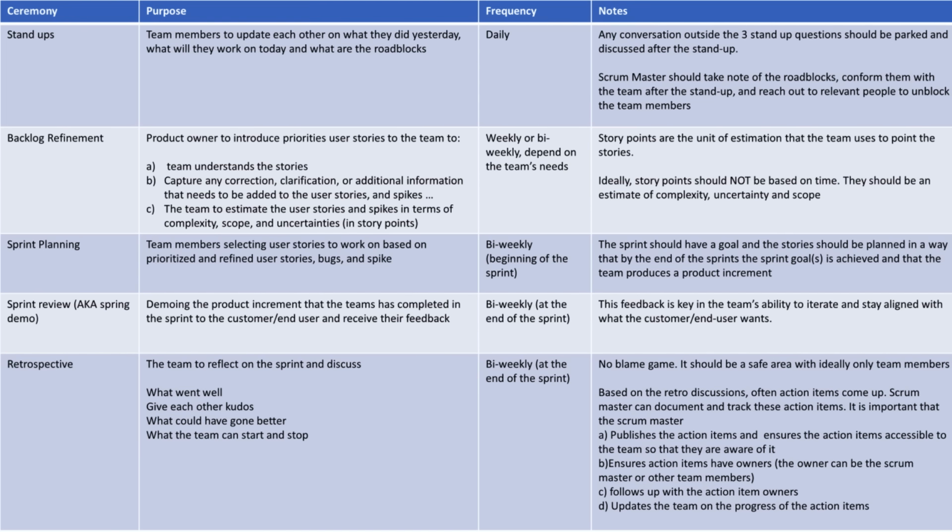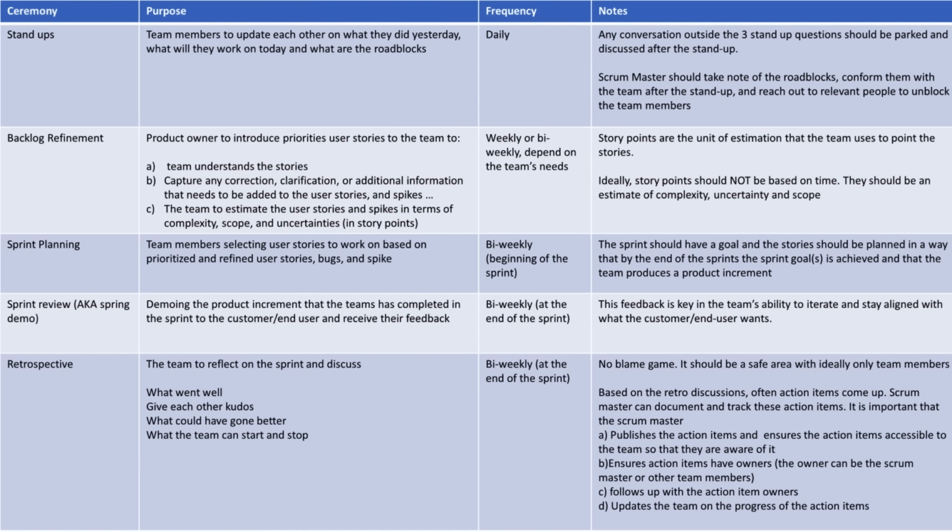Sprint retrospectives, also referred to as retro. Sprint retrospectives also happen at the end of the sprint. The purpose of the retro is for the team to reflect on the sprint and discuss what went well, give each other kudos, what could have gone better, what the team can start and stop. Please note that there should not be any blame game during retrospective meetings. It should be a safe area with ideally only team members.